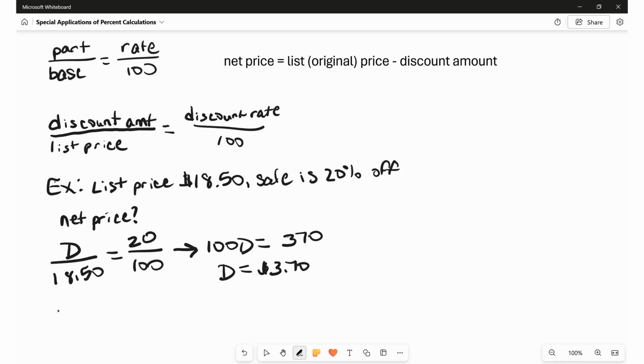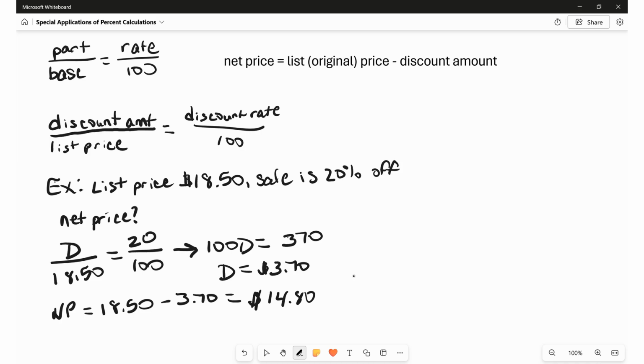So in order to find our net price, and I'm just going to abbreviate here, we take our original price and subtract the discount amount, and that gives us the net price, or the sale price with our discount, of $14.80.